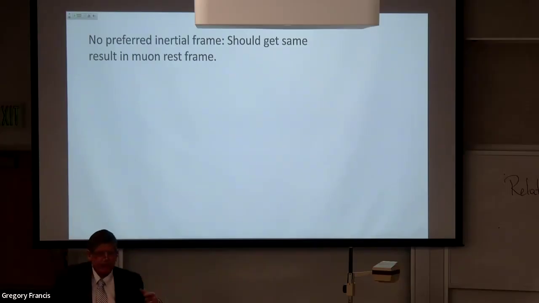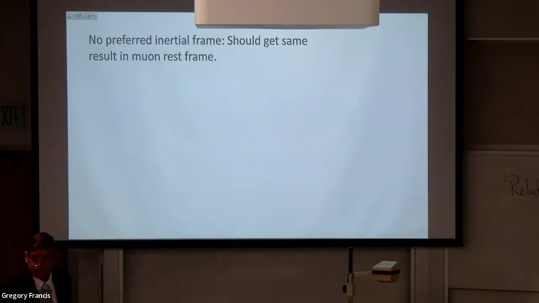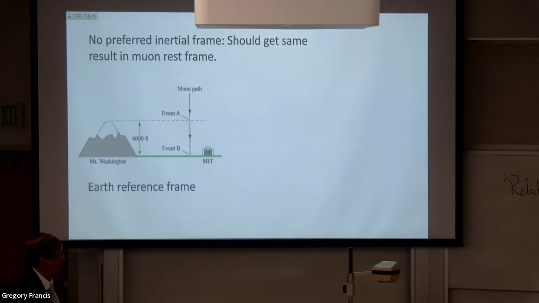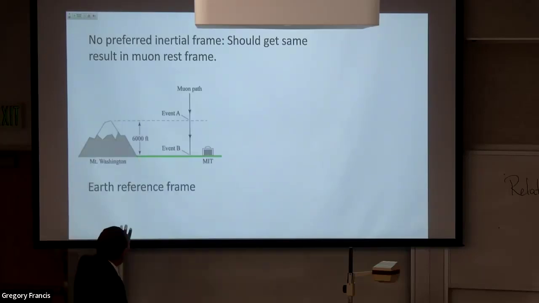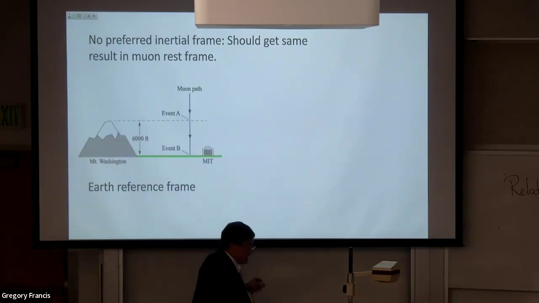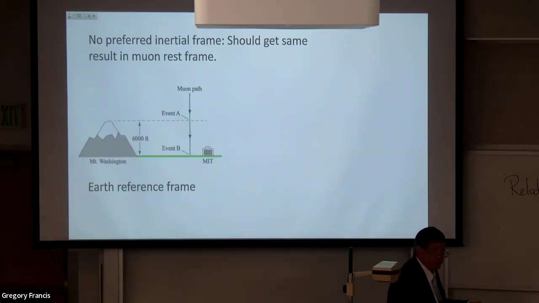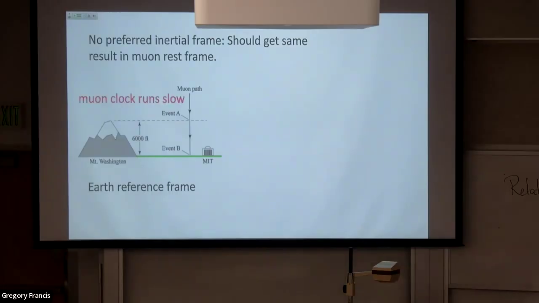So how do we get the same result, whether we're looking in the muon frame or whether we're looking in the lab frame at MIT? Well, this is the Earth reference frame, but in the moving frame, we have that length contraction.